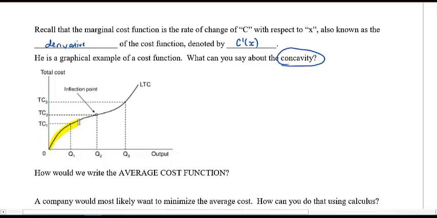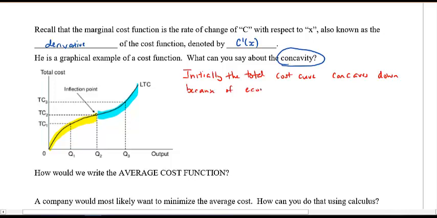This looks like it's concave. That's right. Down. And then what happens afterwards? Concaving up. So, for those of you doing economics, how would you describe this phenomenon? Well, I'll say it's initially the total cost curve concaves down. How come? Because of economies of scale.